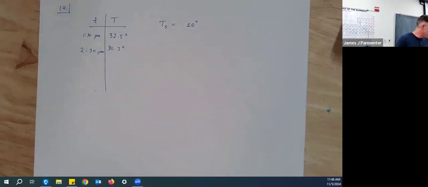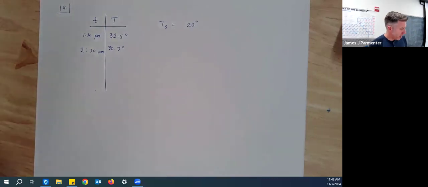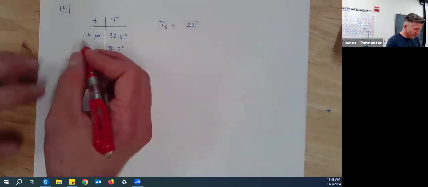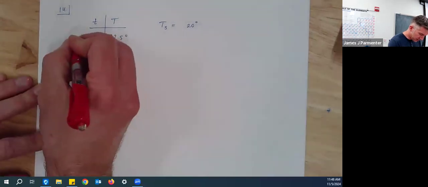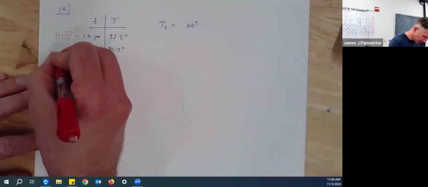What time did the murder happen? Great. So I'm going to call whatever the initial time of observation time equal to 0. That's usually your best bet. Let's call this time equals 0, and this is going to be time equals 1.